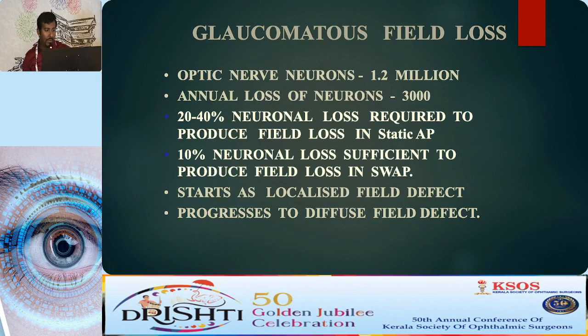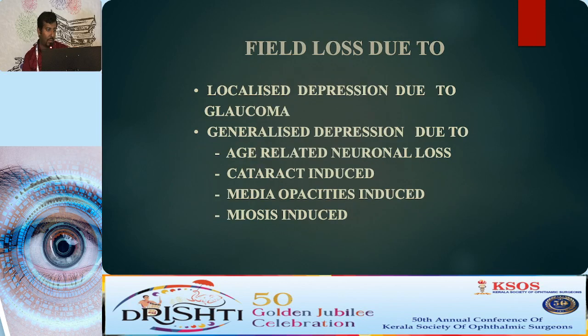And there are 1.2 million neurons and 3000 neurons annually die, and 20 to 40% neuronal loss is required to produce a field loss, visible field loss. Okay, so it's not a minimal thing, it's 20 to 40%, but in SWAP 10% neuronal loss can be visualized. Okay, and it starts as a localized field effect, progresses to a diffuse field effect.